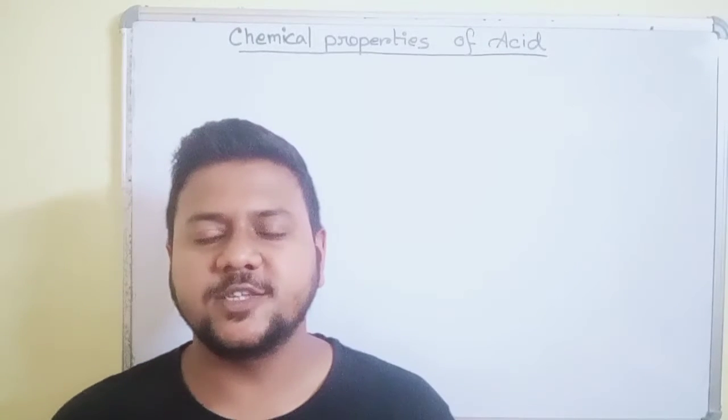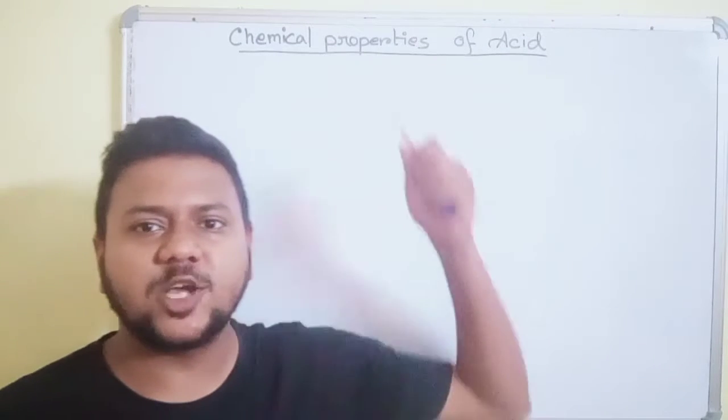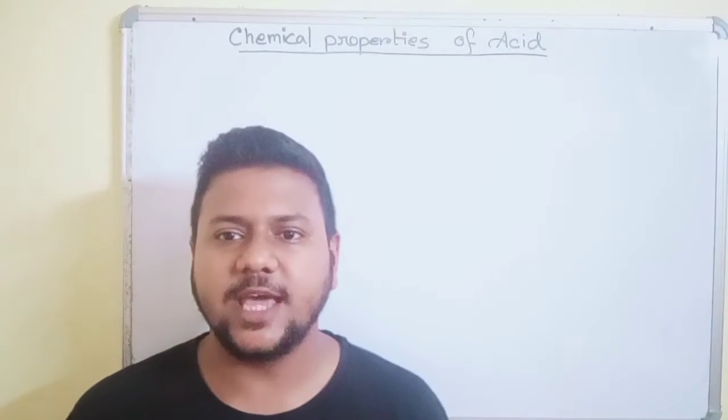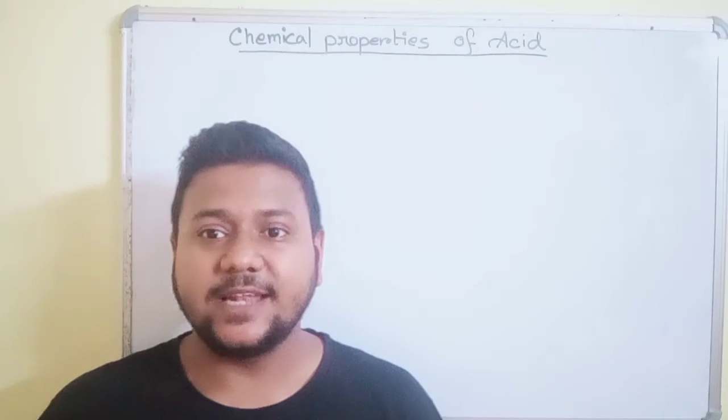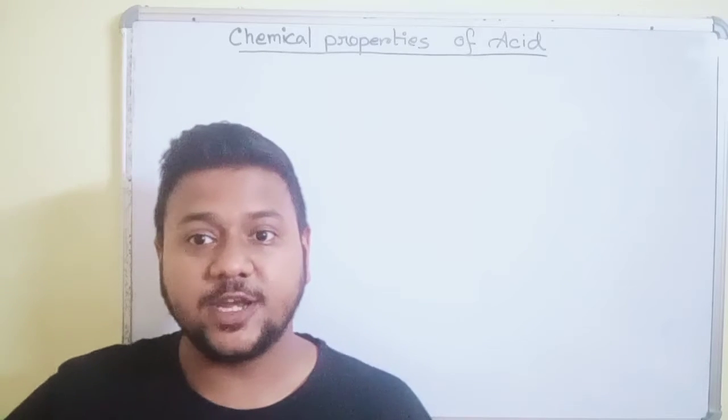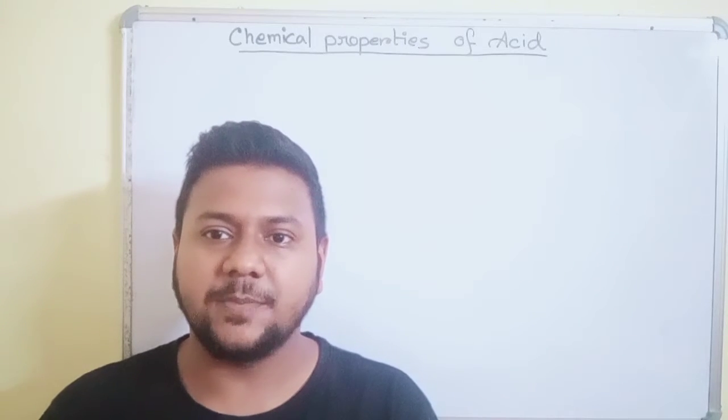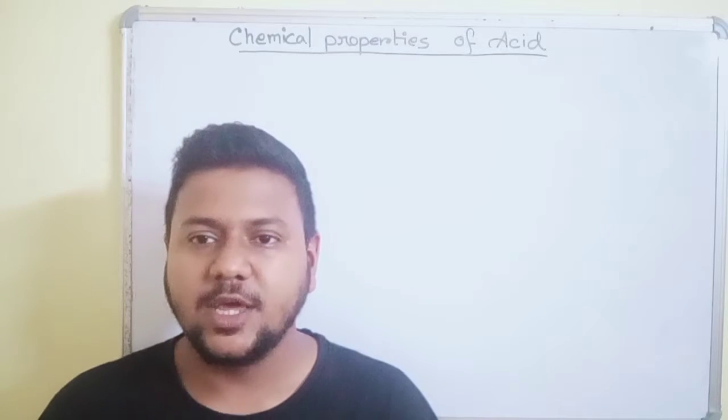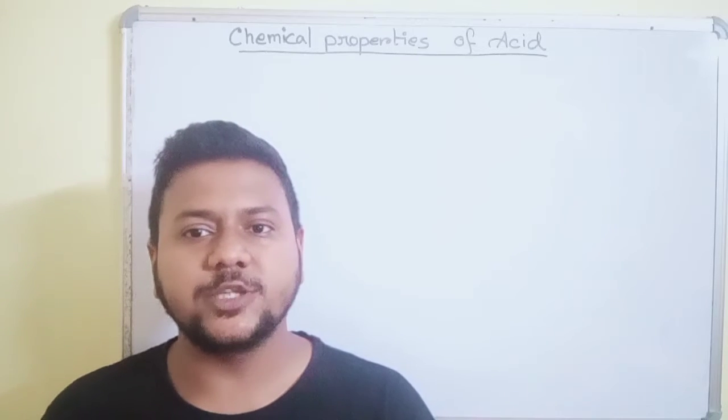Hello students, in this video we are going to learn about the chemical properties of acid. Previously we have learned the indicators and also the different colors they give when they come in contact with an acid and base. We have learned about the physical properties of acid.